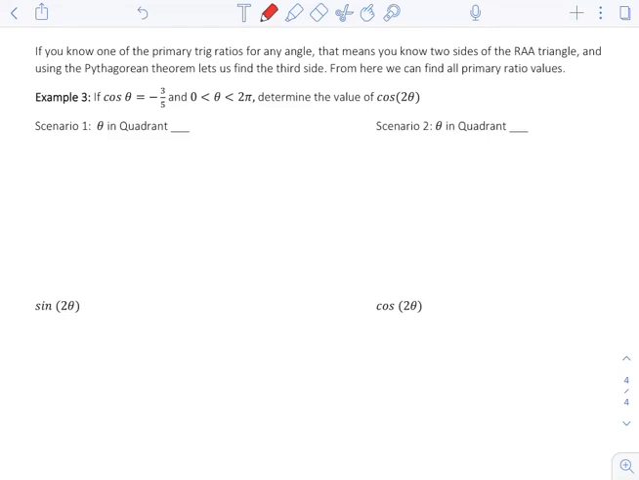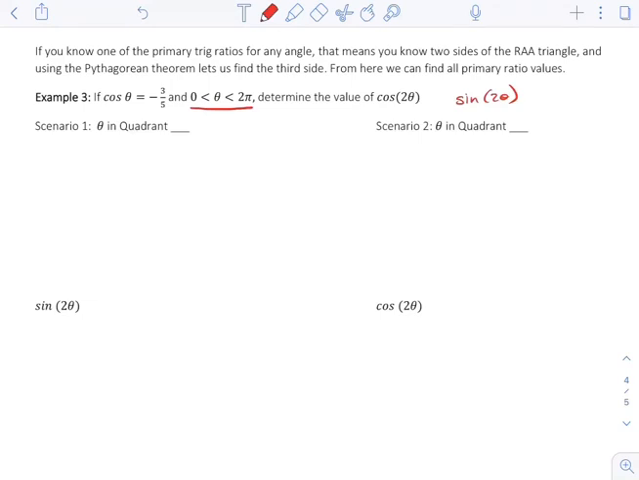It says if cos theta is equal to negative 3 over 5, but in this case, it does not tell us what quadrant we're in. All the way from a full circle, 0 to 2 pi radians. Determine the value of cos 2 theta. I think I said cos theta, but it's cos 2 theta. And we're going to find sine 2 theta as well.